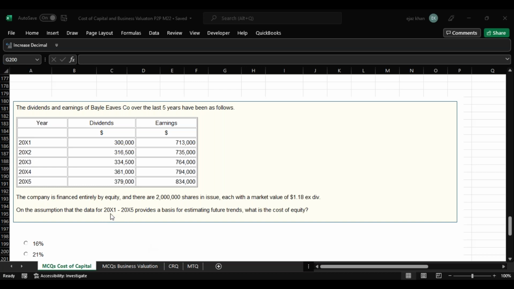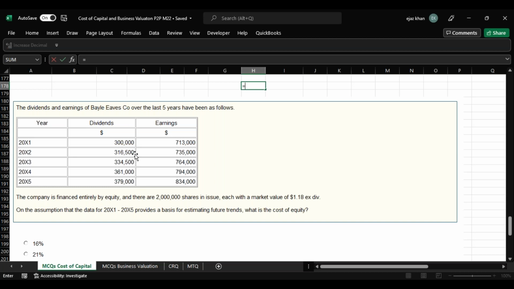Well, they've already mentioned that on the assumption that the data for 2001 to 2005 provides the basis for estimating future trends. So obviously, we'll be using the 5 years growth rate and use it for the future dividends. So let us solve it. Now, what we have to do is take the per share dividend. Since the shares haven't changed as per the question, it was 2 million throughout these 5 years.